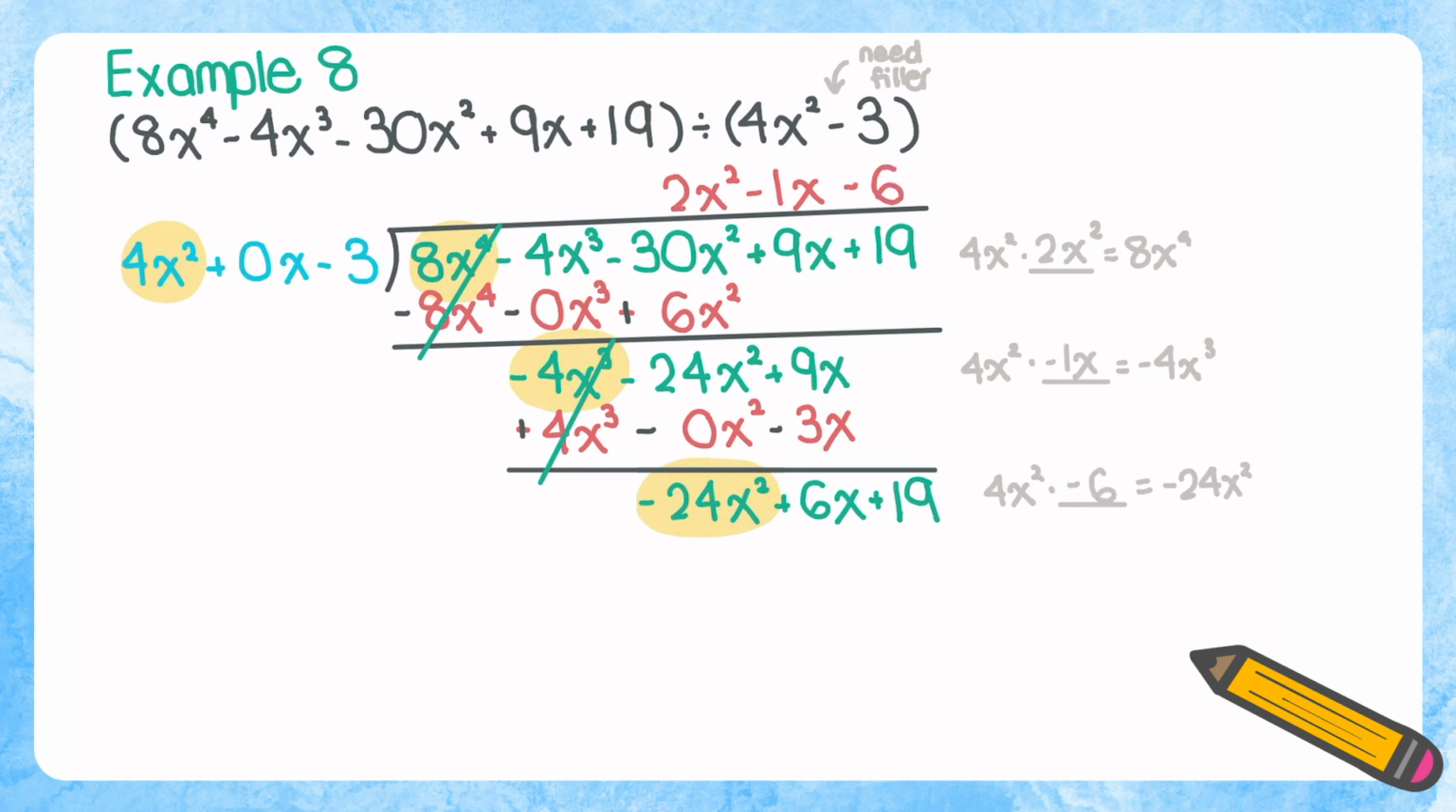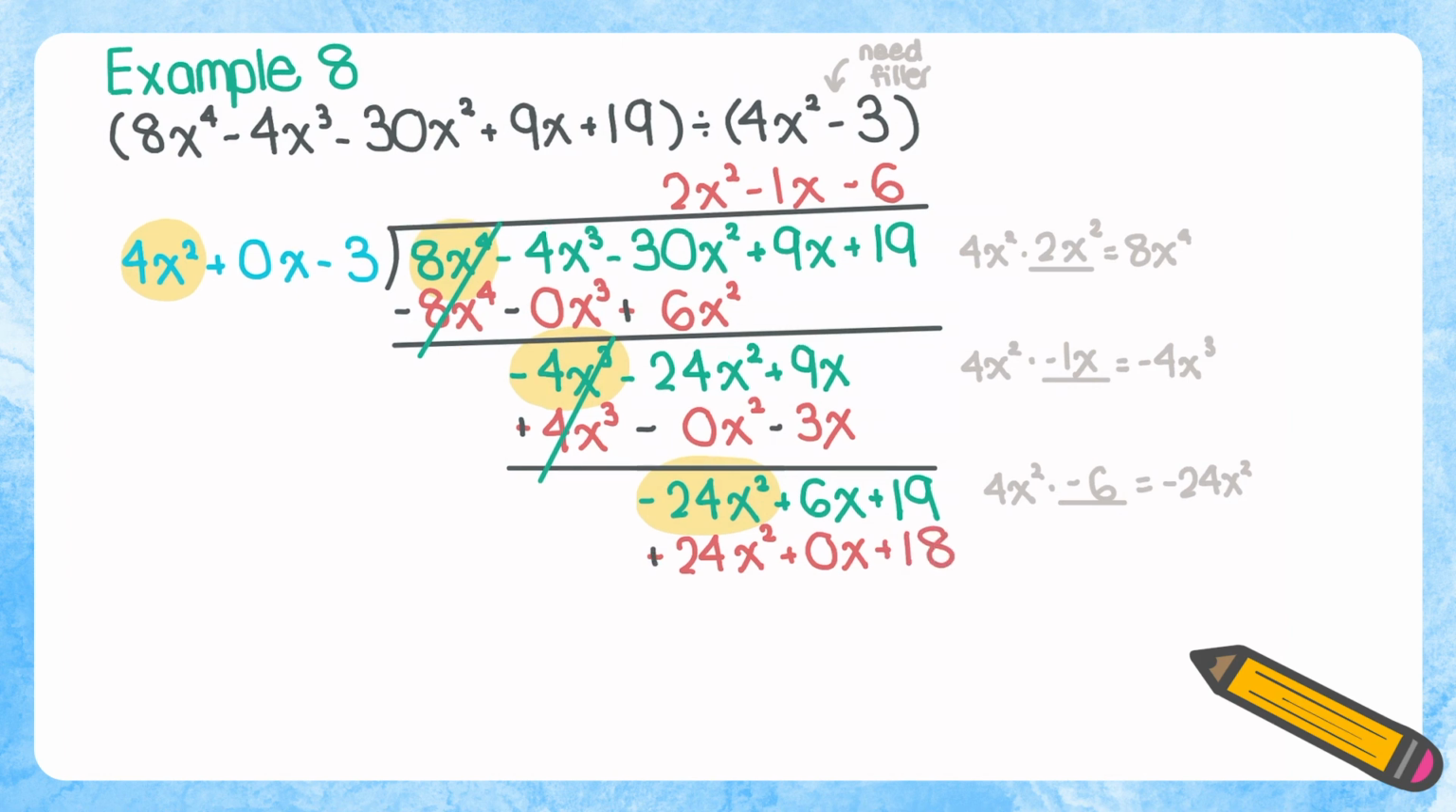So we're going to distribute this negative 6 to each term of the divisor. And so we get negative 24x squared plus 0x plus 18. Switch signs of each term. This cancels out. I am left with 6x plus 1. And I can't go any further from here.